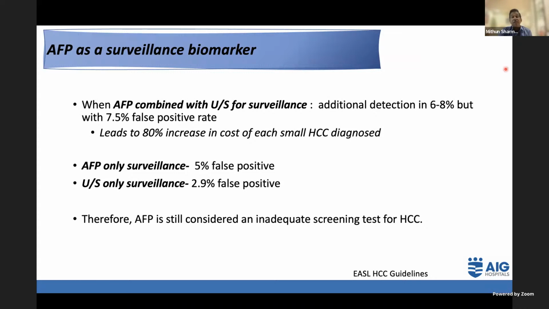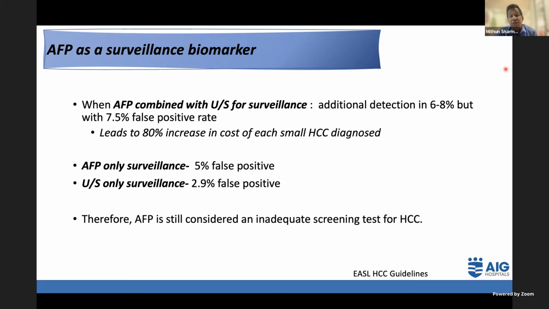When alpha fetoprotein is combined with an ultrasound for detection of a lesion, it can detect an additional 6 to 8%. But again, it leads to a 7.5% false positive rate. And this actually leads to an 80% increase in cost for each HCC diagnosed because we can end up doing unnecessary CT scans and MRI. AFP alone has a 5% false positive rate. Ultrasound alone has a 2.9% false positive rate. Both combined will have a 6 to 8% false positive rate.